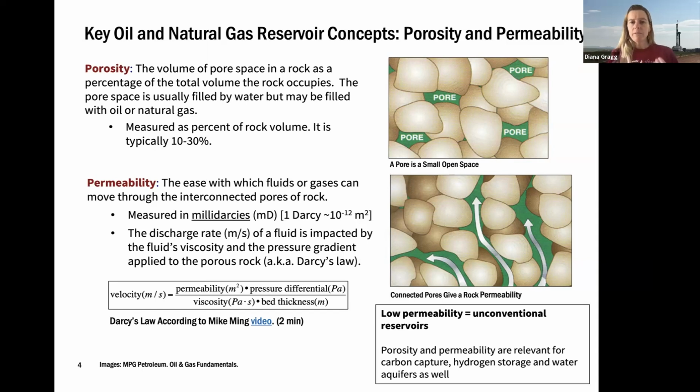When we talk about conventional reservoirs, and we'll talk about what those look like in a minute, we're usually thinking about good porosity and good permeability. Unconventional reservoirs, which are things that we have to do a little bit more to get the oil and gas out of, often has to do with low permeability, or sometimes it has to do with thick oil that just doesn't flow well. So really unconventional has to do with, we have to do a little bit more in order to get that oil and gas out of the ground.